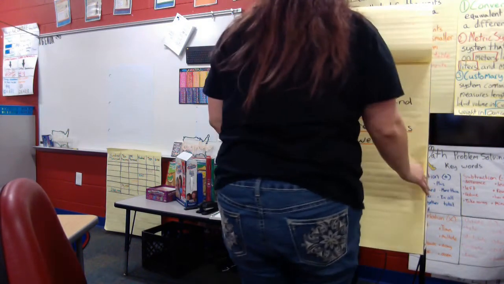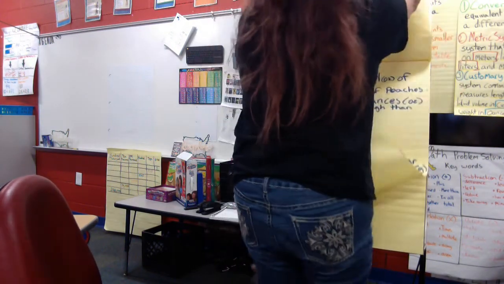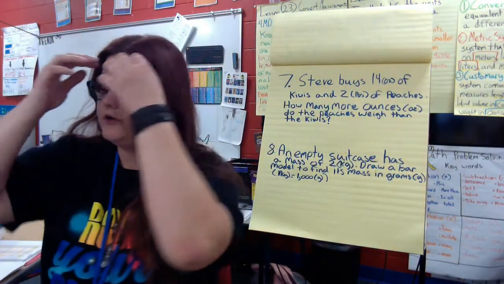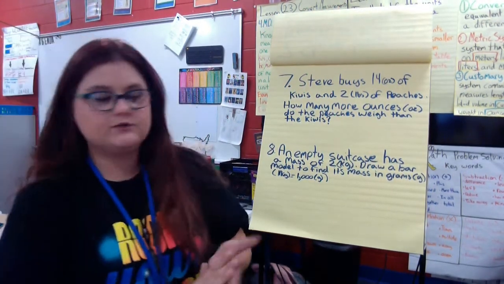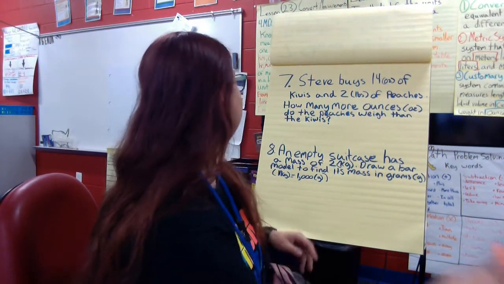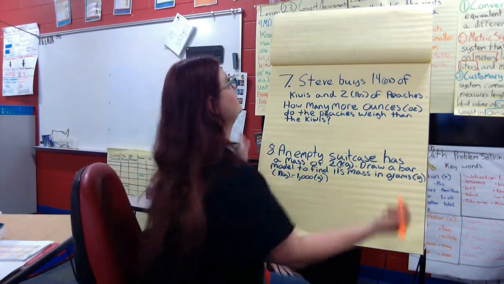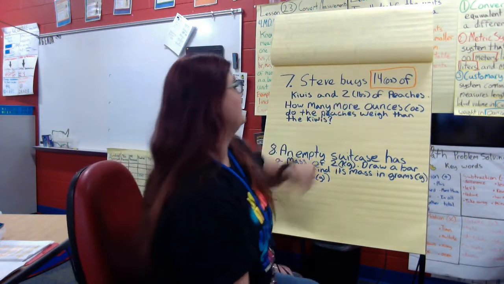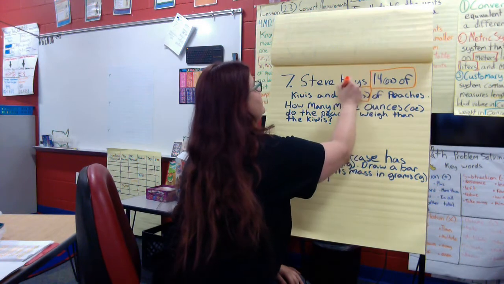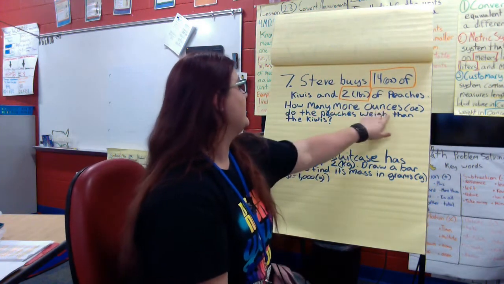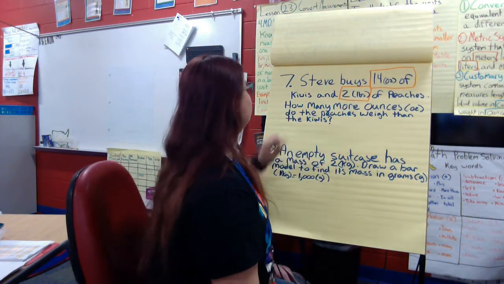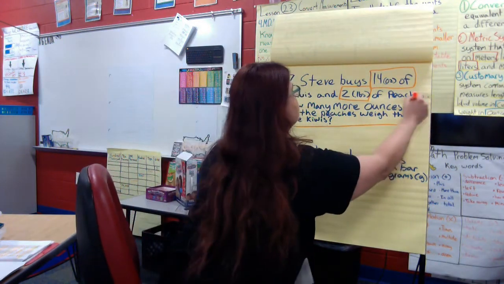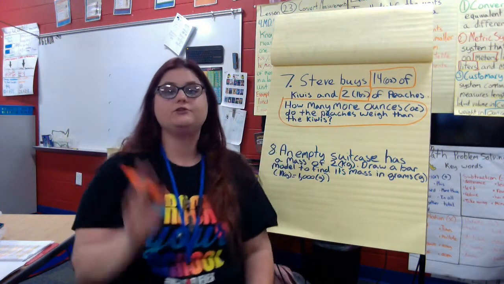All right, let's look at number 7, all the way down in the reflection spot. Number 7 says Steve buys 14 ounces of kiwis. All right, 14 ounces, that's important. I'm just going to box that in. And 2 pounds of peaches. That's important. How many more ounces do the peaches weigh than the kiwis? So here's our question. We're just going to circle our question, because this is what it's wanting us to answer.